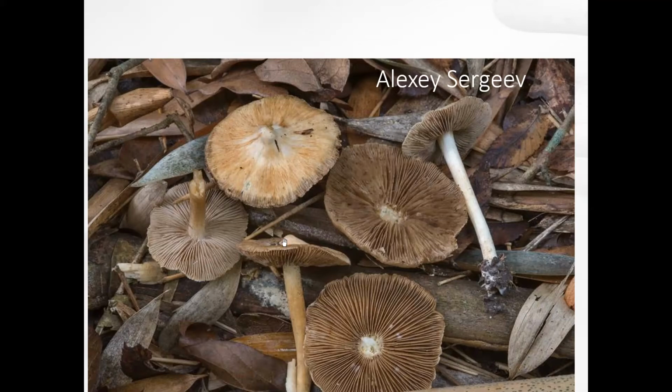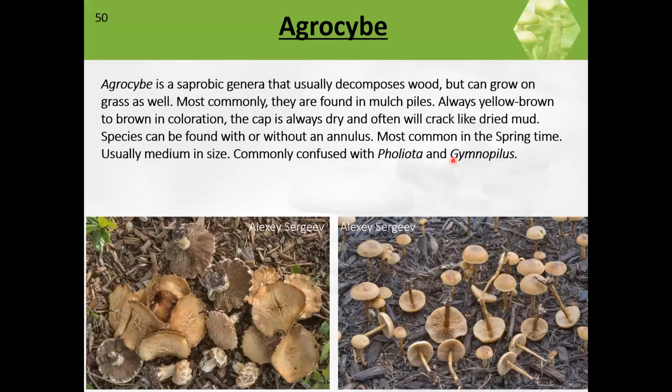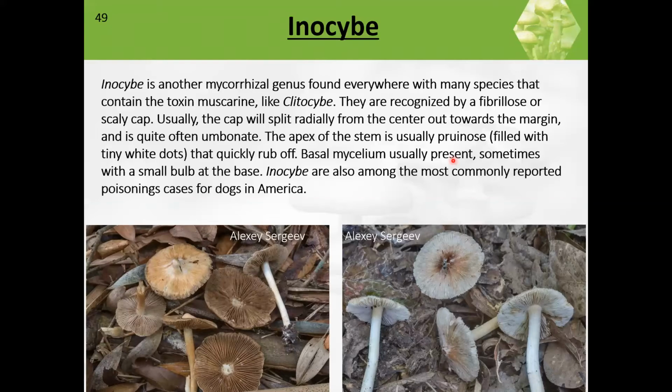At times they'll have what's called a pruinose stipe. That means they have little white speckled dots at the apex, but you really don't see that here. They usually have medium to decently large fruit bodies. The basal mycelium is usually present and tends to be white, and sometimes they'll have a small bulb at the base. As I mentioned, you don't want your dogs around these because they do like to eat them.